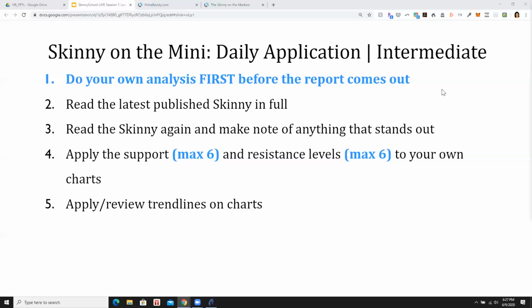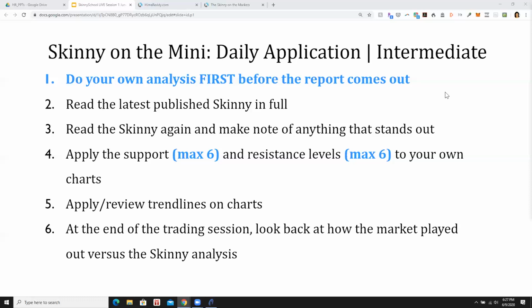I want you to apply or review the trend lines. Again, check to see if any have changed, and still go back at the end of the trading session and look at how the market played out versus the skinny analysis and versus your own analysis. Daily review. All right. Any questions about how intermediate traders should bring things in? The blue is highlighting what's a little different. I want you to do your own analysis first, and I want you to be a little bit more proactive with your support and resistance.